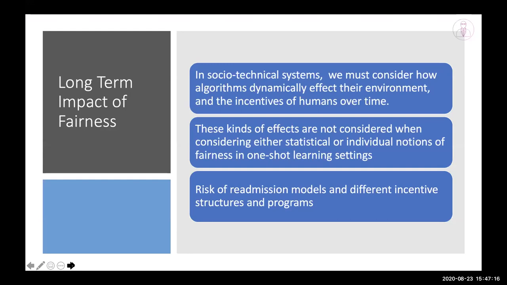Sure, so changing gears a little bit here, we're going to talk about the long-term impact of fairness. A few slides back, we did talk about allostatic load and the actual physiologic consequences that long-term unfairness and bias can have on the human body. This is thinking a bit differently: in complex systems like medicine and healthcare, we have to consider how the algorithms will affect their environment and the different incentives that are affecting the stakeholders over time.